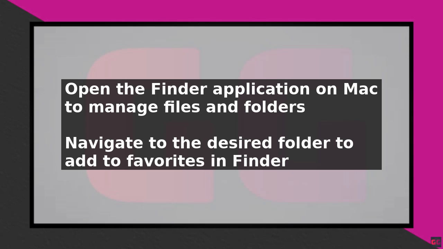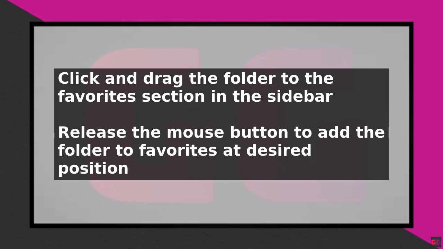When you have located the folder, click and hold on the folder icon. Then drag it to the Favorites section in the sidebar of the Finder window. The Favorites section is located at the top of the sidebar and may already contain some default favorites such as your desktop, documents, and downloads.